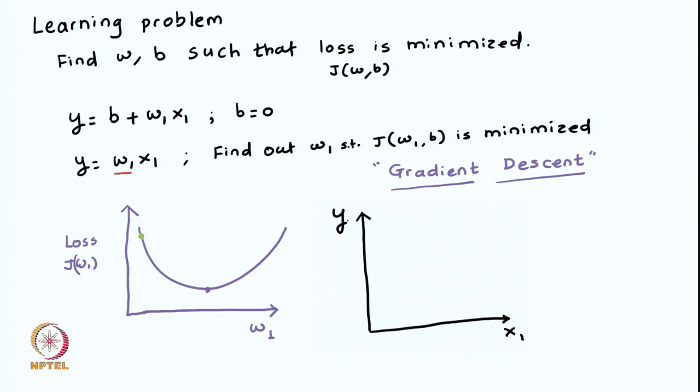So remember the duality of the loss space and the model space. We have x1 here and we have y here. Let us say these are the points.